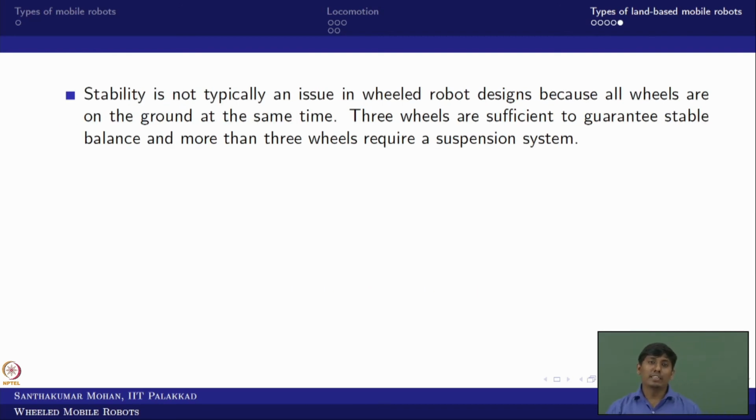Now, as we told already, when we talk about locomotion, there are three key issues. One is stability. Stability is not at all an issue in wheeled locomotion as long as there are 3 or more wheels. If you have more than 3, then you have to provide a proper suspension. But if it is 3 or more, the stability can definitely be ensured. If it is only 1 wheel or 2 wheels, then you have to make sure that the stability is ensured. Otherwise, you can make it easiest. That is what is given here.